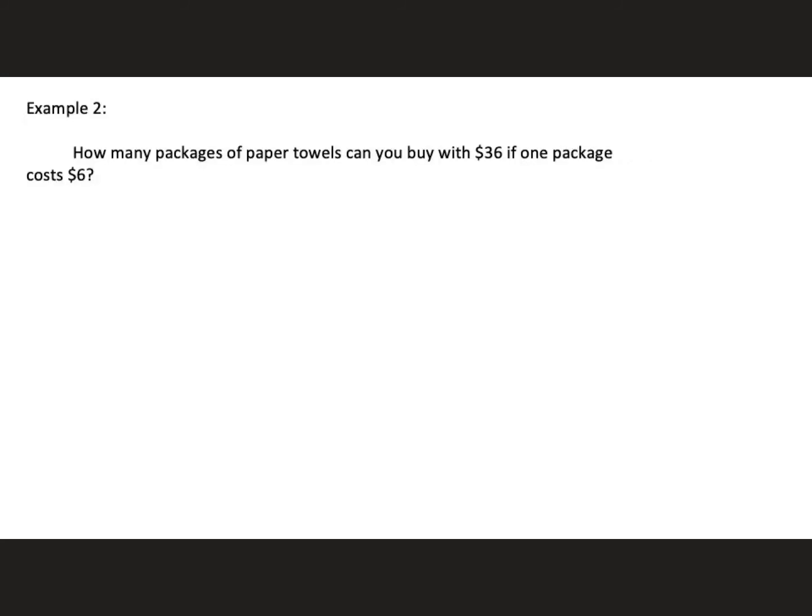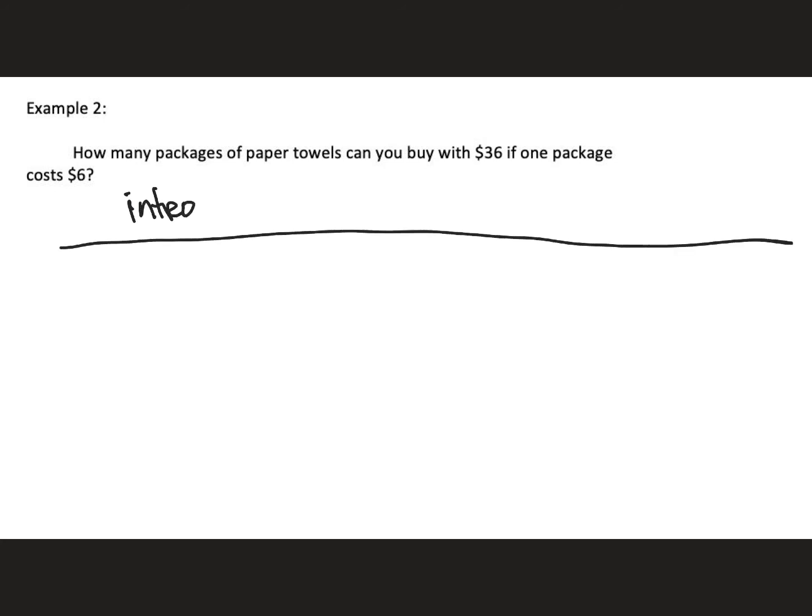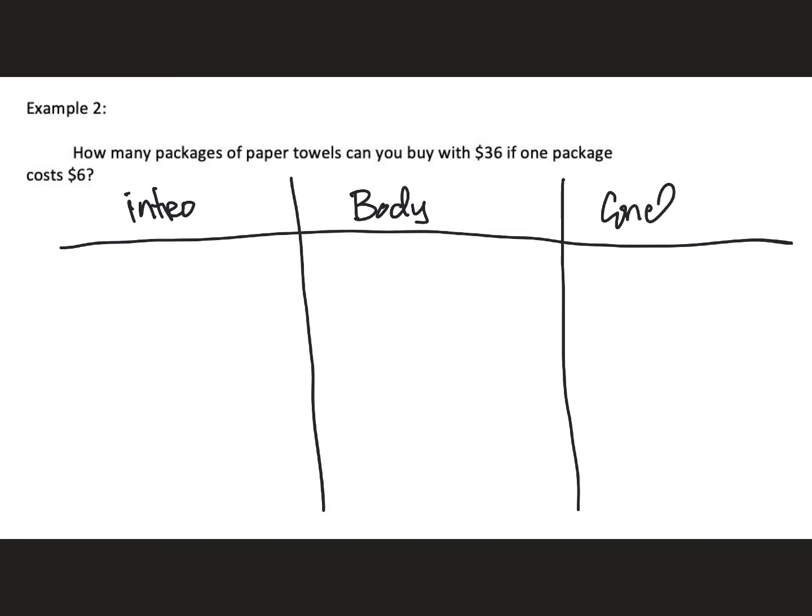All right, example number 2. Remember, we're looking for our intro, our body, and then our conclusion. Let's read our example. How many packages of paper towels can you buy with $36 if one package costs $6? We need to define our variable.